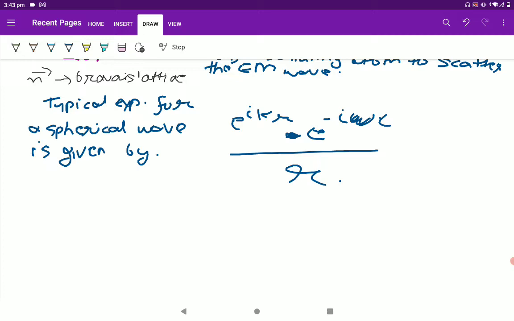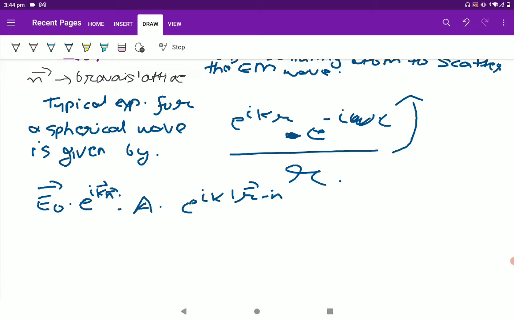Now let's complete our full expression. Multiplying this term, which is the expression for a spherical wave, into the above expression which we have obtained, we are going to get E naught e^(i ki dot n) times A, multiplied by the spherical wavefront, e^(ik|r minus n|) divided by |r minus n|, which is the distance between the detector and the atom.